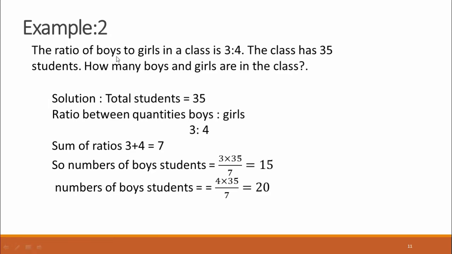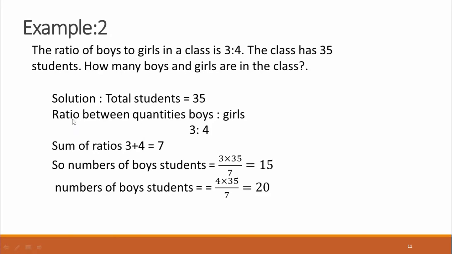Now another example: the ratio of boys to girls in a class is 3:4. The class has 35 students. How many boys and girls are in the class? So dear students, first of all, point out the total. The total number of students in the class is 35.